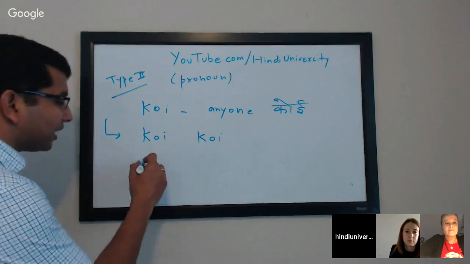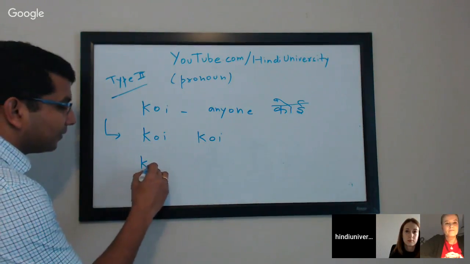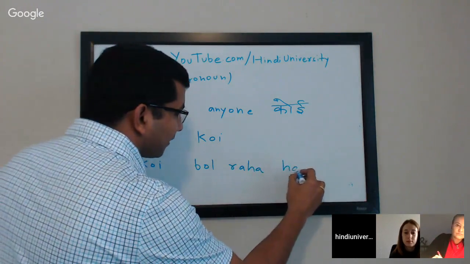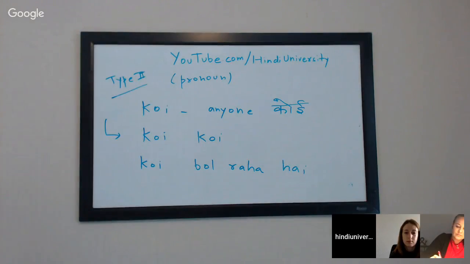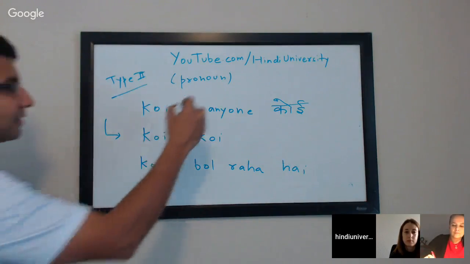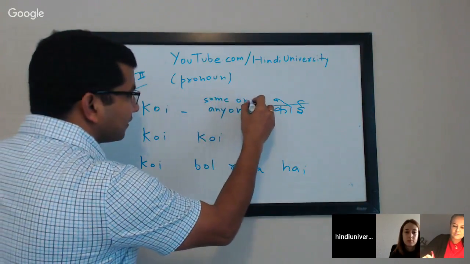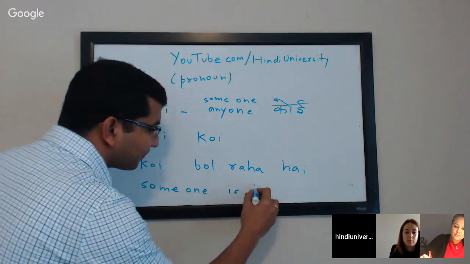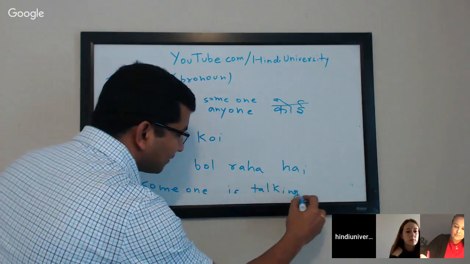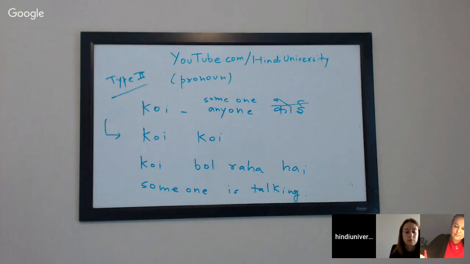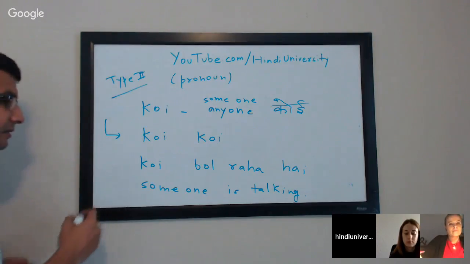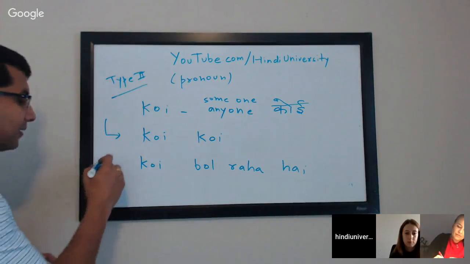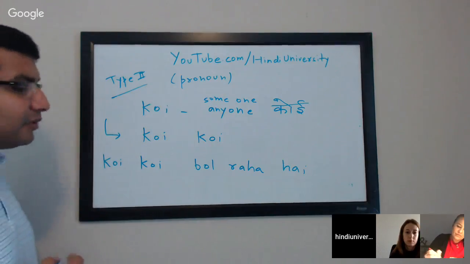Okay, so let's say, koi bol raha hai. If you want to say that, the translation would be someone or anyone, I mean, someone is speaking. So you would say someone is talking. Now you want to say it twice: koi koi bol raha hai. You want to say it like this.